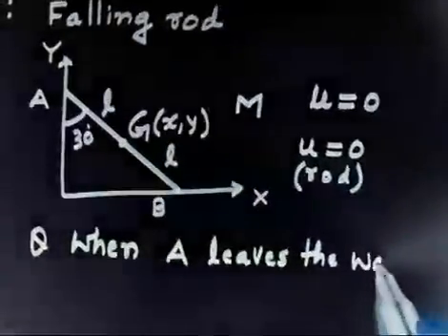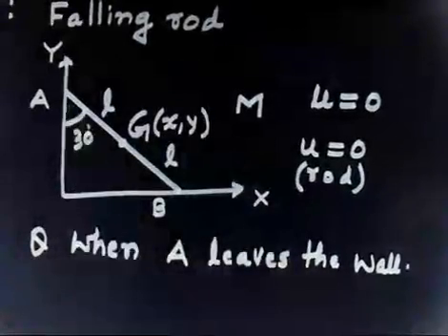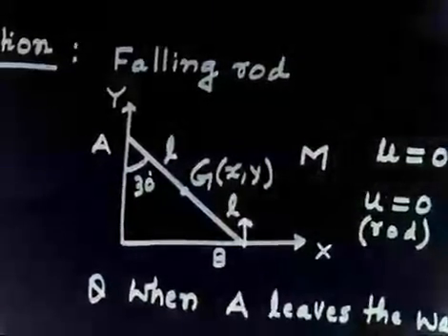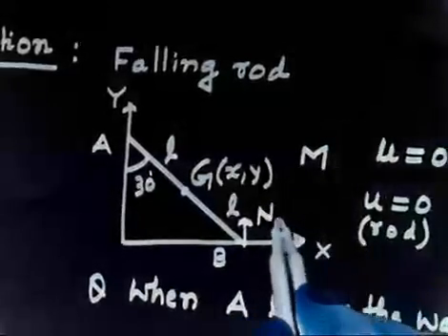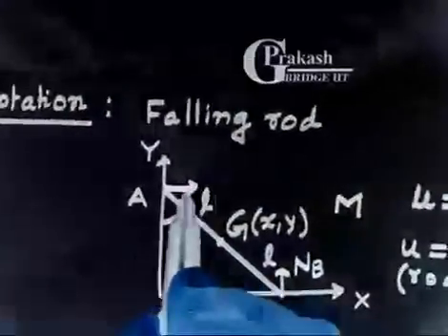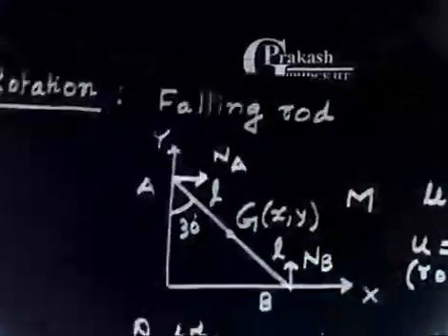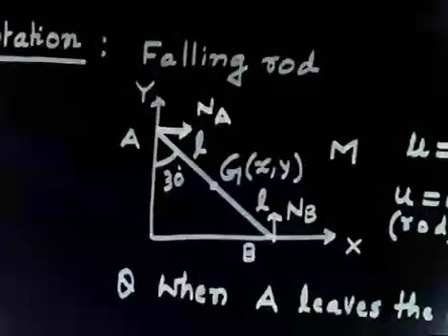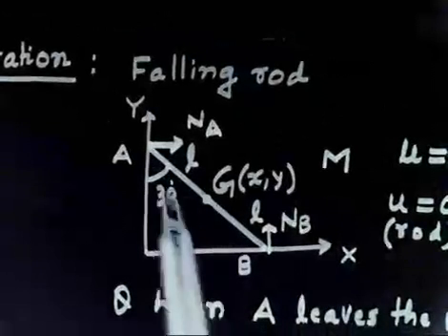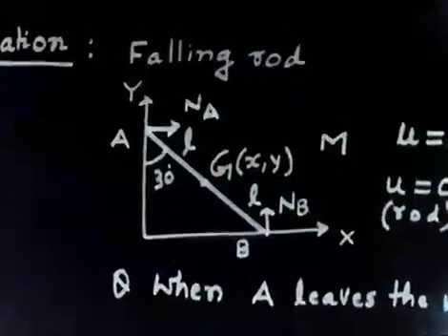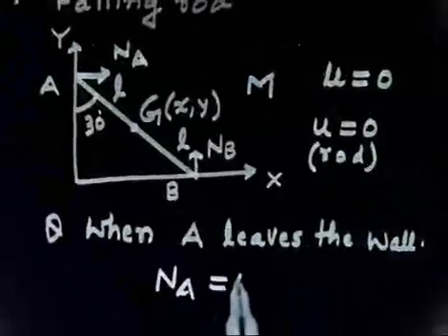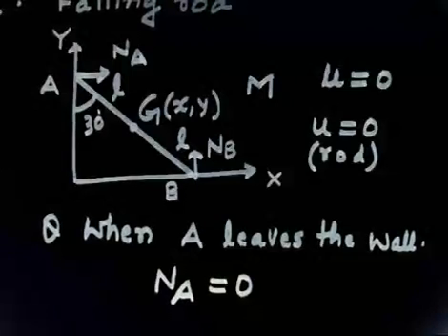So when A will leave the wall, that is an important point. If I ask what is the condition when A leaves the wall, I see what the forces are if I draw the free body diagram. There are two normal reactions. There is a normal reaction acting at B, let us call this N1 or you can call it NB. There is a normal reaction acting at A, let us call this NA. So when A leaves the wall, this normal reaction will be 0. NA will be 0 because it leaves contact, so no normal reaction will act. That's the required condition when A leaves the wall: NA is equal to 0.